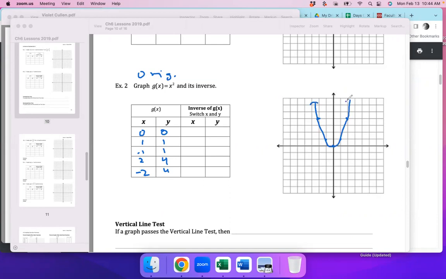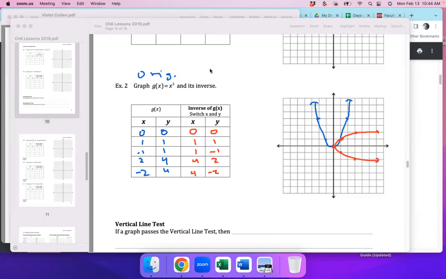And you guys did this last semester, right? I mean, graphing a parabola is not hard. Now, the inverse. The inverse means you switch the columns. You do a little switch. Sideways.